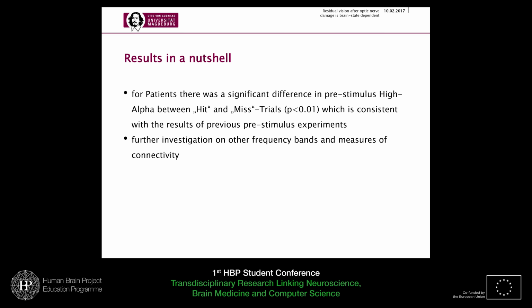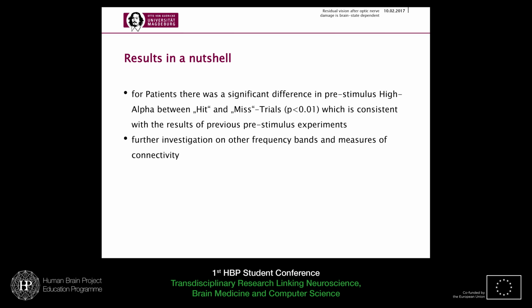Now I want to give you a very short introduction to what we found. Over the occipital cortex, between the hit and the miss trials only in patients, we saw a significant difference in the alpha band. And why do I write patients? We also had controls. How would we have controls with damage to the optic nerve? Well, we took the blind spot.